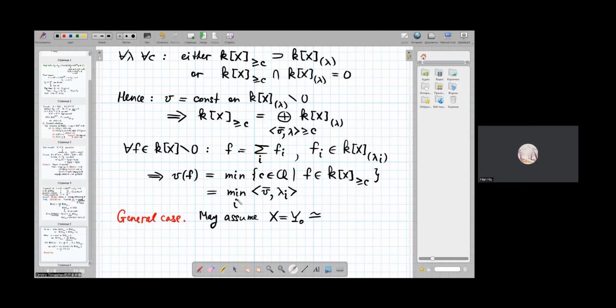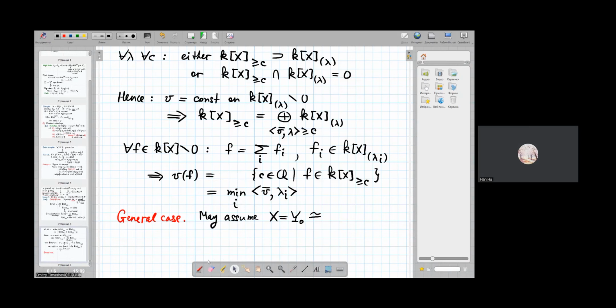Well, so you don't agree with this formula? I just don't get your point. I mean, you should choose the largest C such that F belongs to k_{x ≥ C}. You can't choose the minimum. Yeah, you are right. Thank you. I mean, here you should put maximum.